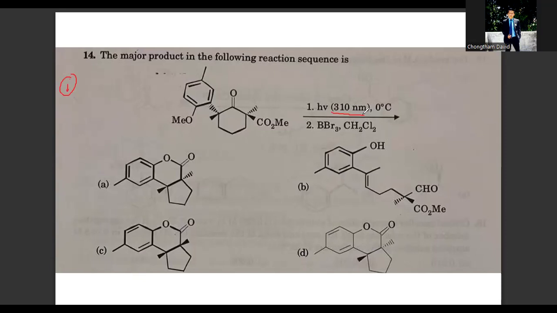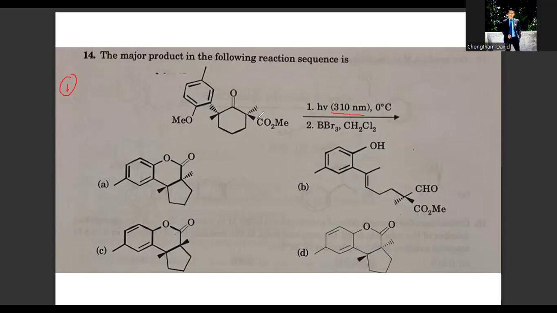In the next subsequent step, it is treatment with BBr3 in dichloromethane. BBr3 is a strong Lewis acid, commonly used to cleave the methoxy group, that is the CH3O group attached to the aromatic rings, and it can convert them into the hydroxyl group. So in this case, the methoxy group on this aromatic ring is converted to a hydroxyl group, completing the transformation process. So the final product formed after this transformation is shown in this step.